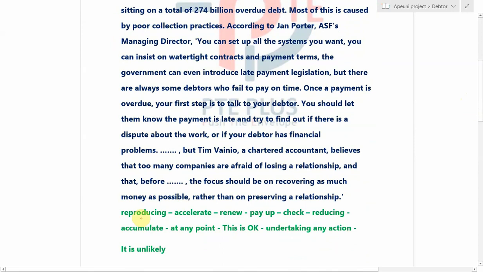The options are reducing, accumulate, accelerate, renew, pay up, at any point, this, undertaking, and unlikely. Pay up means pay your debt. Reducing is clear. Accumulate means compiling or gathering throughout time. At any point means at any time. This refers to a reference, it's a demonstrative determiner. Undertaking means trying to carry out any action. Unlikely refers to something which is not probable or not likely to happen.